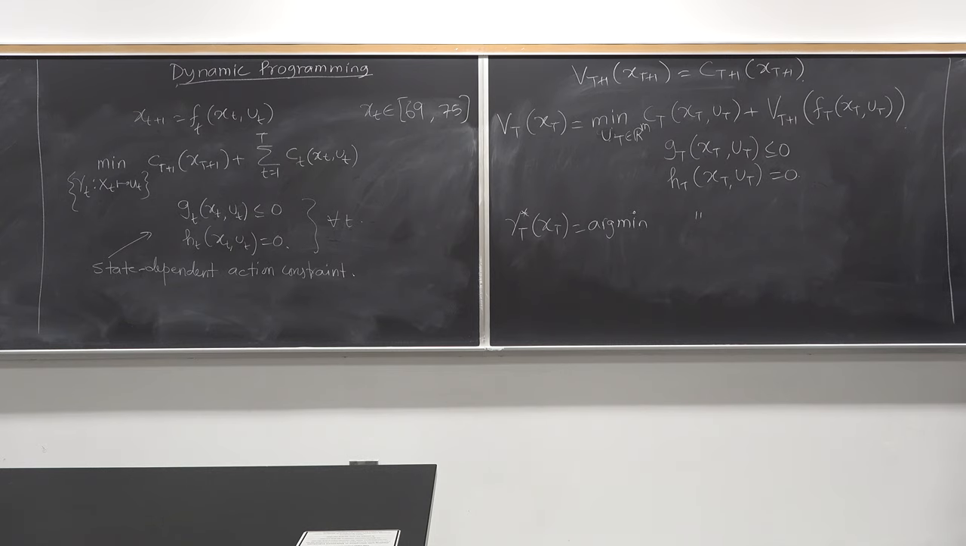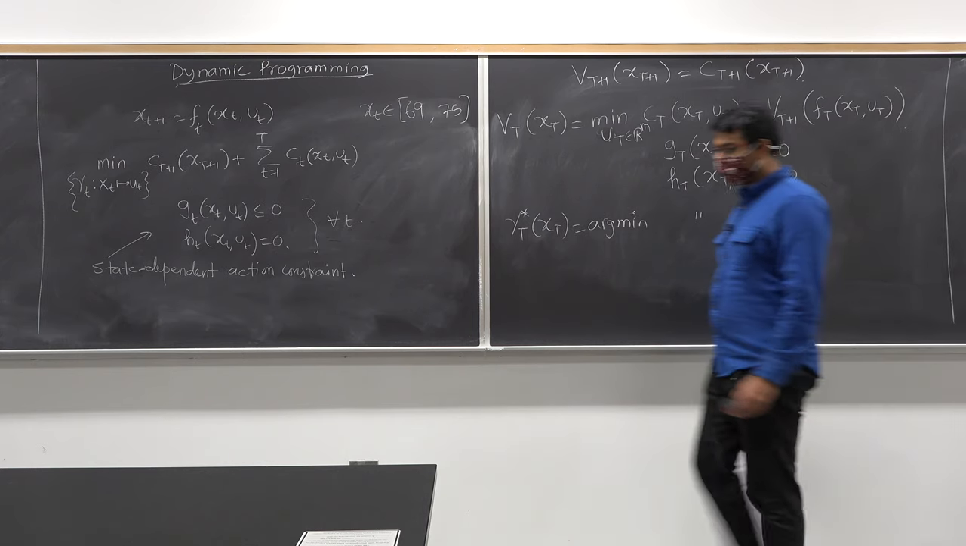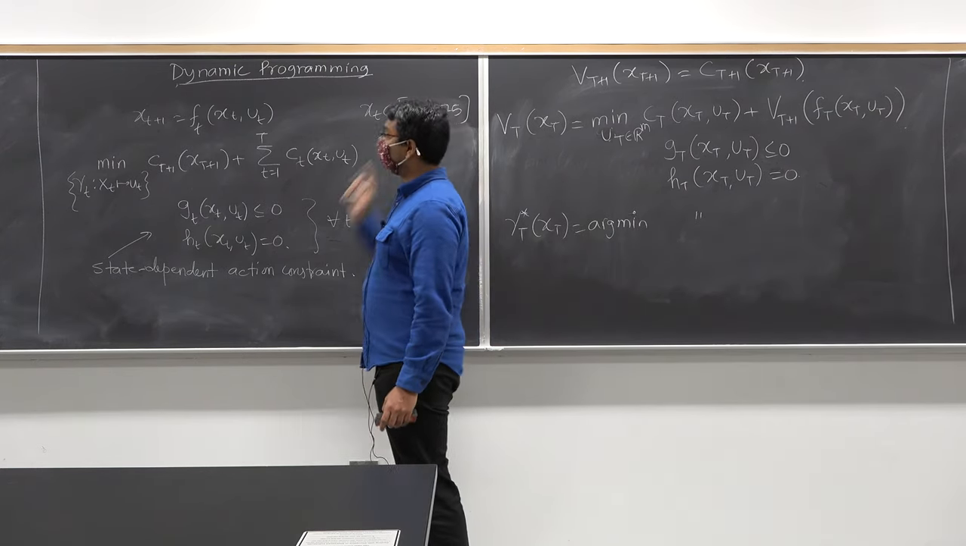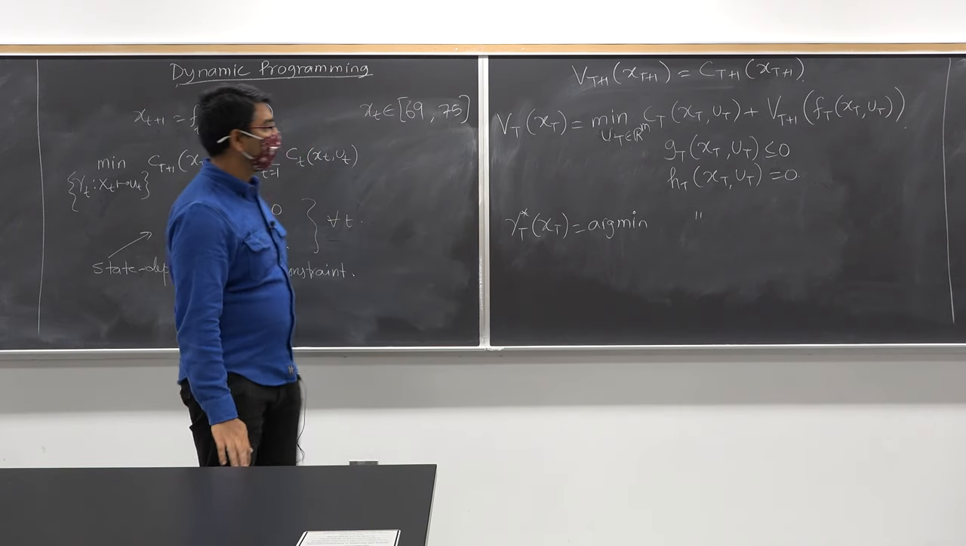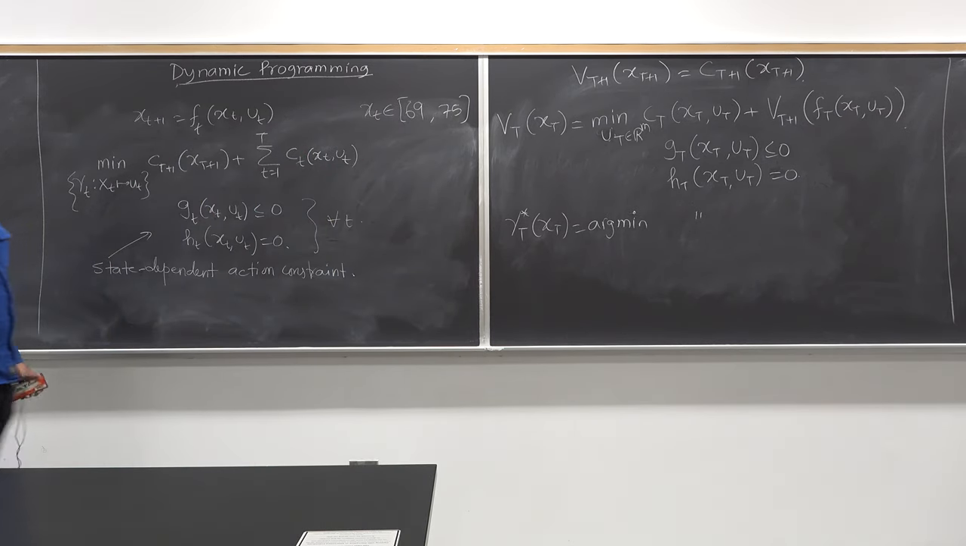And now I want to solve this dynamic program. I want to find what the optimal policy for cooling or heating this room is going to be based on the current temperature of the room. Can someone tell me how to implement this dynamic programming algorithm?